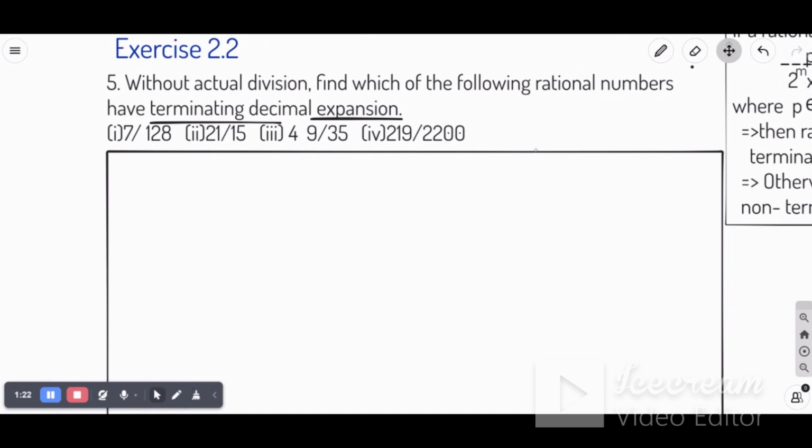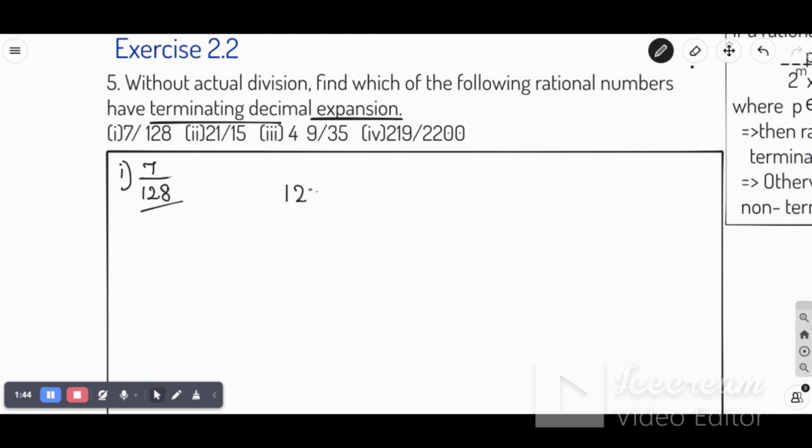So the first question they have given is 7 divided by 128. Here our q is 128. We don't have to bother about this 7 as long as it is a natural number. So it is now 128.